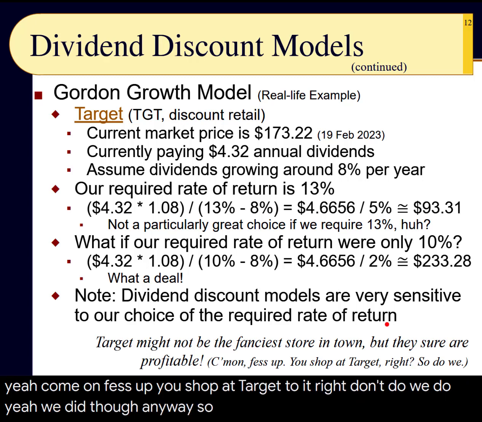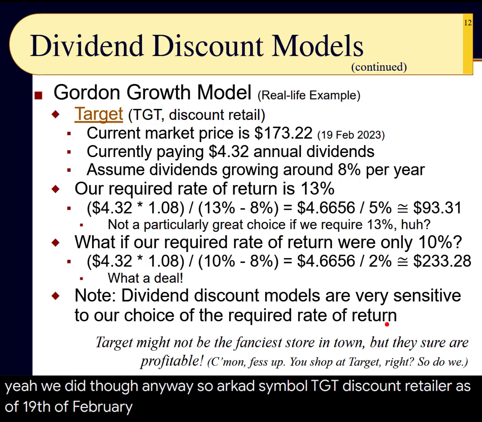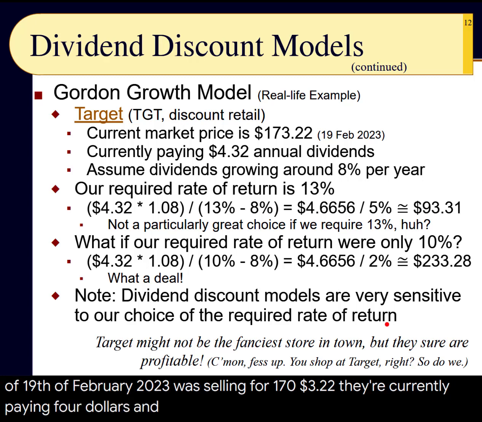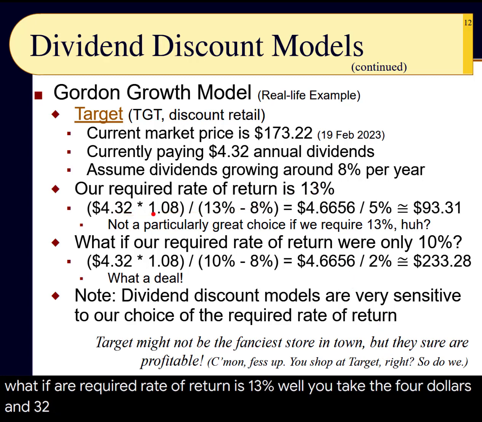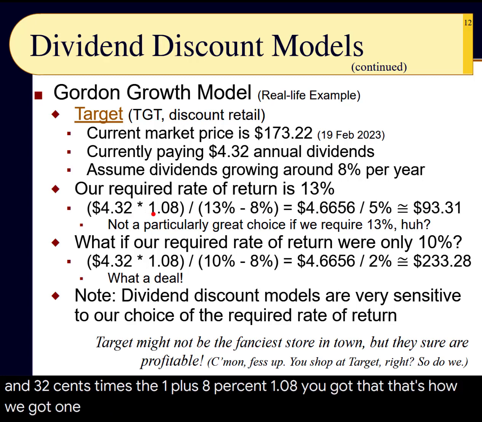Anyway, so Target, symbol TGT, a discount retailer, as of the 19th of February 2023, was selling for $173.22. They're currently paying $4.32. Now, let's assume that the dividends are growing at about 8% a year. What if our required rate of return is 13%? Well, you take the $4.32 times 1 plus 8%, 1.08. You got that? That's how we got 1.08.